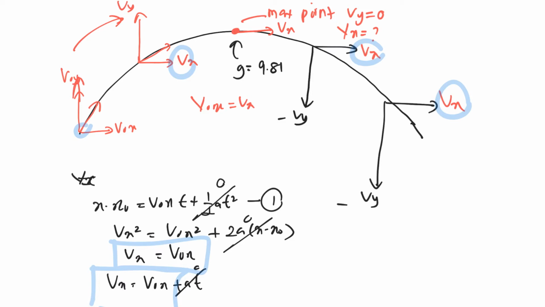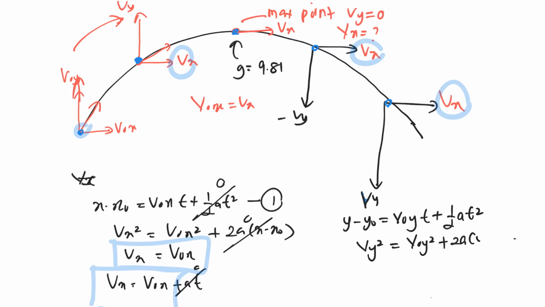But for the y component, please make sure that you don't put your a as 0. So you have the y component: y minus y naught equals v naught y t plus half a t squared, and then you are going to have vy squared equals v naught y squared plus 2a times y minus y naught, and the last one is going to be vy equals v naught y plus at. Like I mentioned before, please make sure that the information for x you can only use for x, information for y you can only use for y.